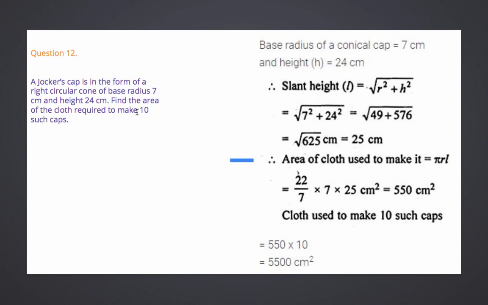So for 10 such caps, again by the unitary method, multiplied by 10, what do you get? 550 into 10, 5500 centimeter square. So what is the total area of the cloth required? 5500 centimeter square is required for 10 such caps, and for one, 550 centimeter square. Remember, whether I say joker's cap, or birthday cap, or you are using a tent, the formula we will be using is for curved surface area, which is pi r L. To calculate L, r and h are given, so the formula for slant height is square root of r square plus h square. Fine, students.